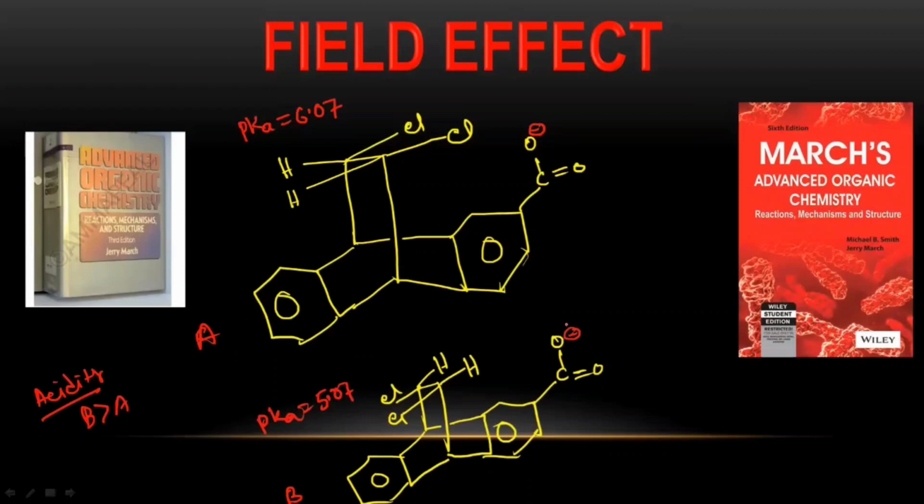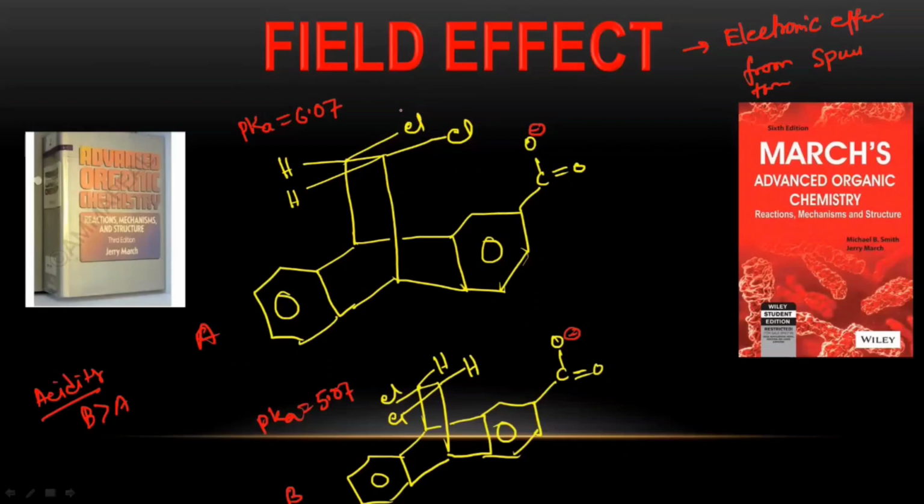Now what is the factor that is stabilizing the conjugate base of B, or what is the factor that is destabilizing the conjugate base of A? It is actually called field effect. Field effect means actually an electronic effect. It is a kind of electronic effect, not a kind of steric effect. So electronic effect from space, or through space. So electronic effect through space.